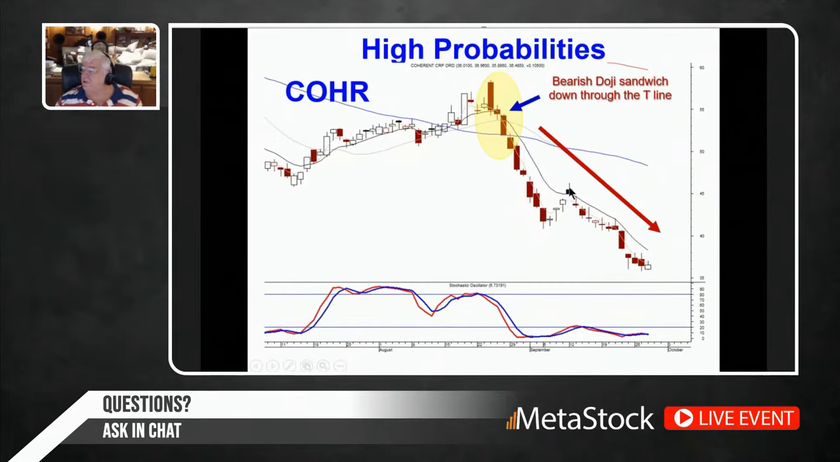Now what do you do? Well, they didn't have a lot of conviction going through the T-line, then they gap it back down. Now what can we analyze as the next move? There's our bearish J-hook pattern. So we may have covered our short positions here, and we may be adding them right back on right here.